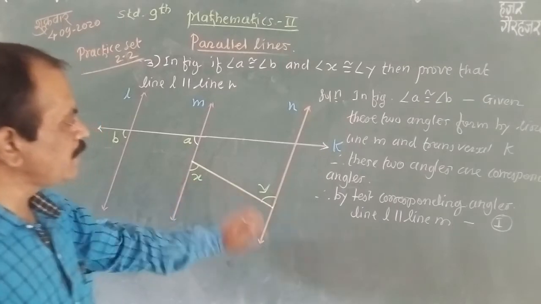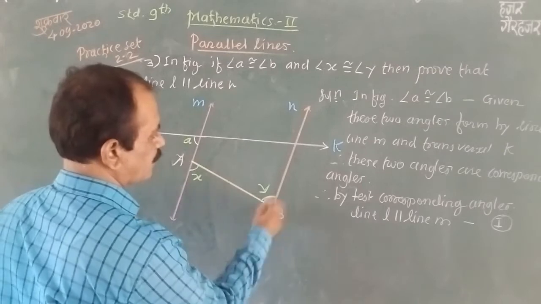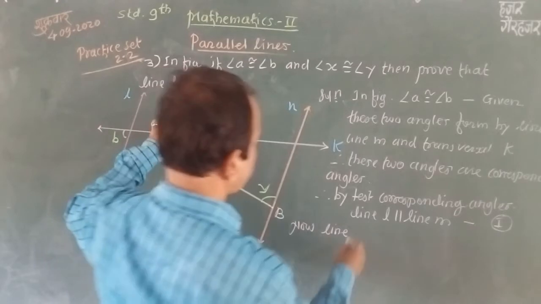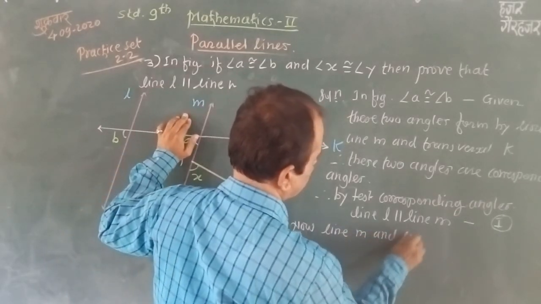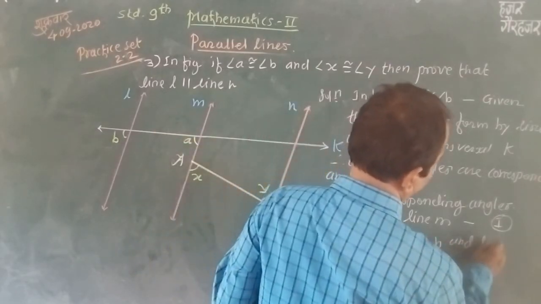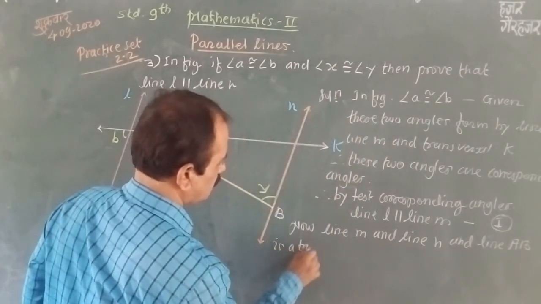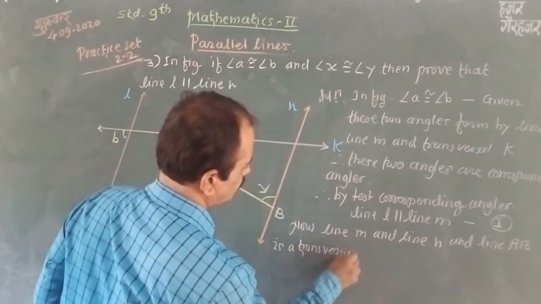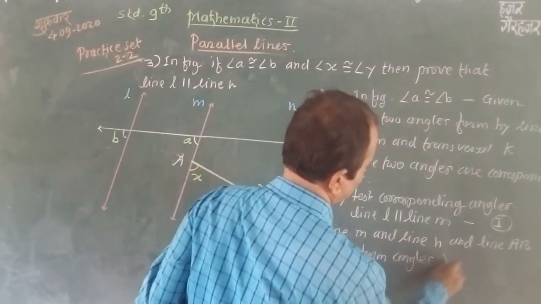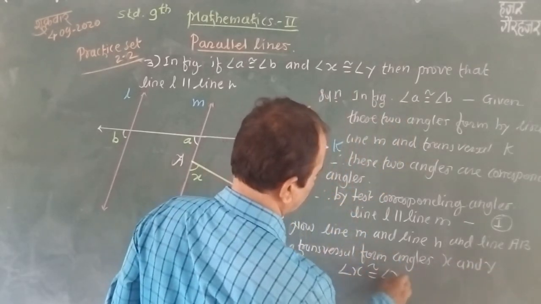Now in the second, what will be here? Look here, give the name of one of the lines as AB. Now this line and this line and line AB is a transversal. It forms angles X and Y.